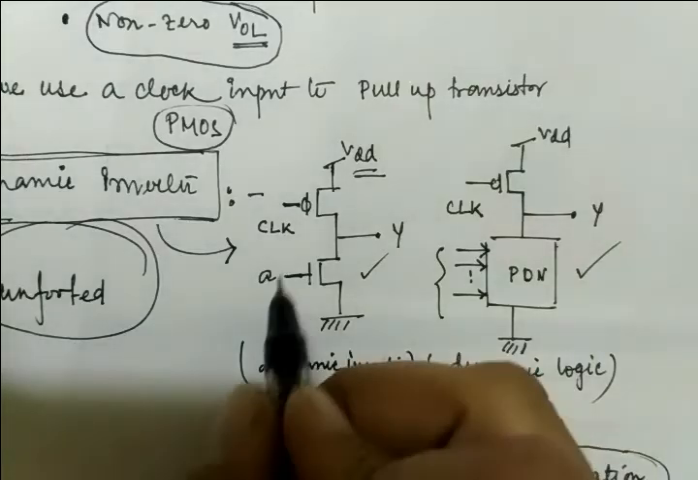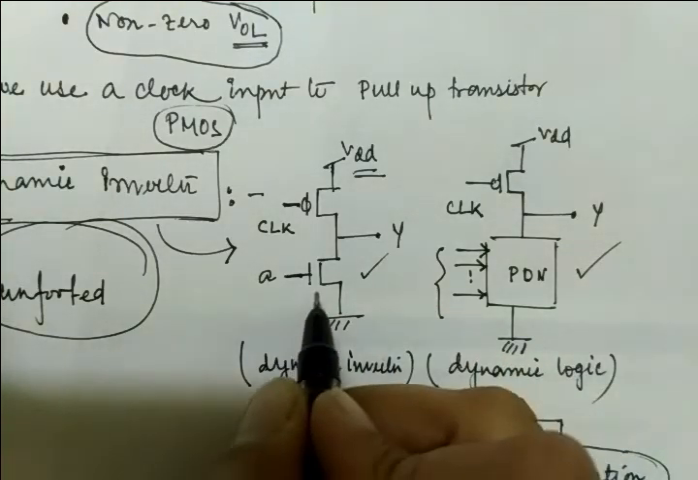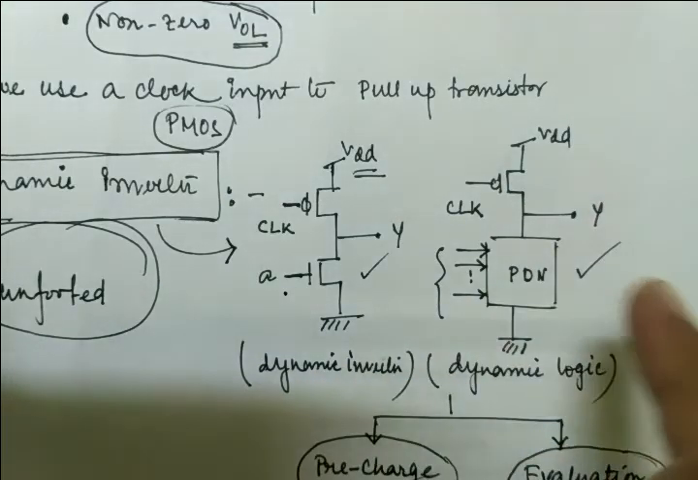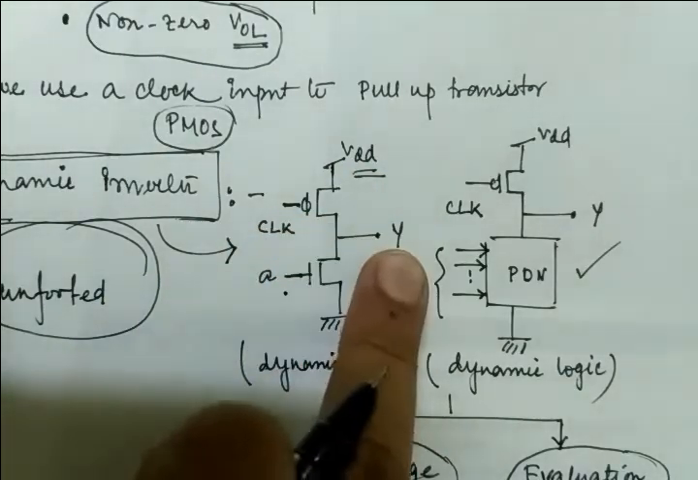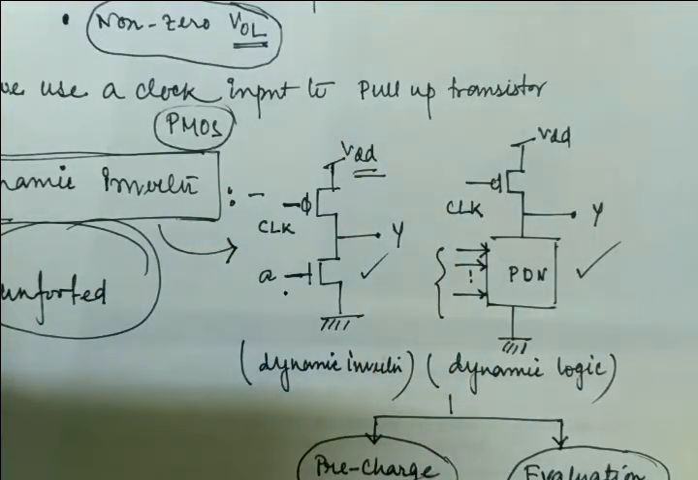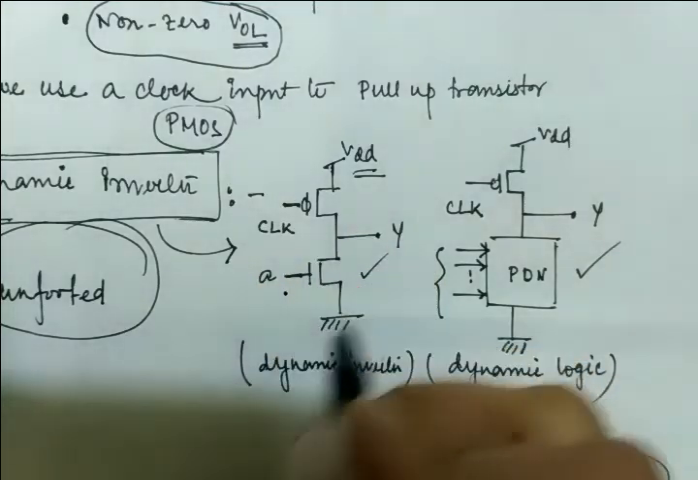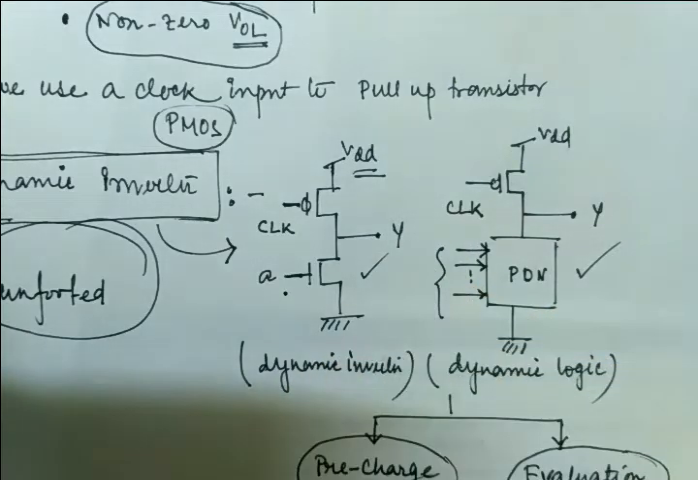Okay, so whenever we are discussing the evaluation phase, please note down that when A equals 1, this is the main key point of this evaluation phase. Our clock equals 1, so this PMOS transistor is off. Now when A equals 1, this NMOS transistor is on, and then the output node will be discharged to 0. That means Y equals 0.